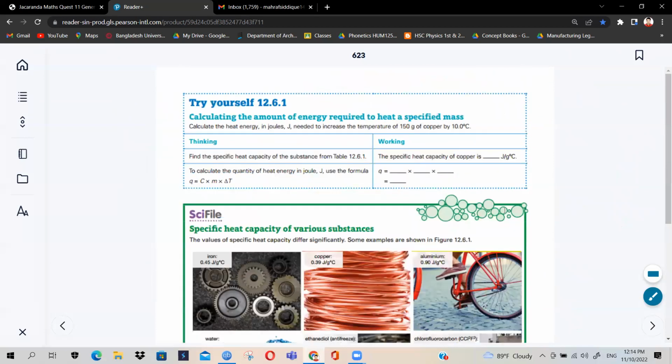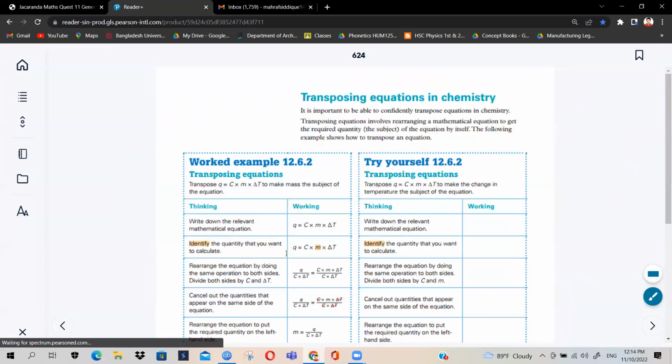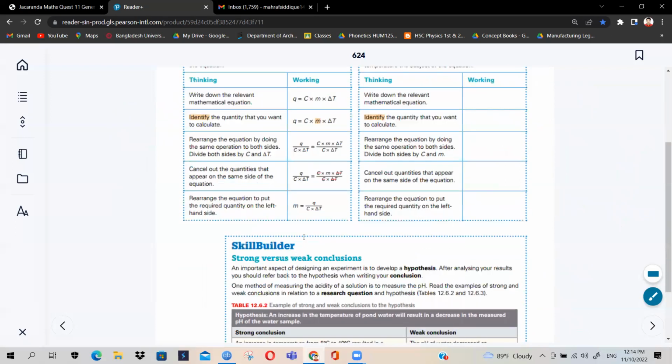I think that's about it. I don't think there is anything else. You might be asked to calculate the mass. You might also be asked to calculate the specific heat capacity, but you have to work with only one equation.